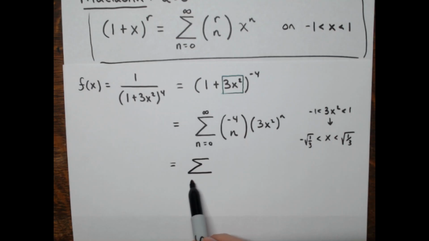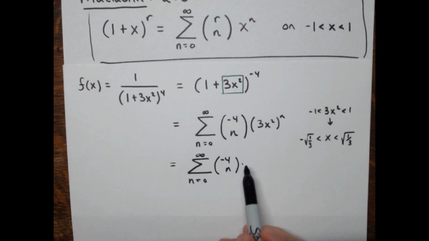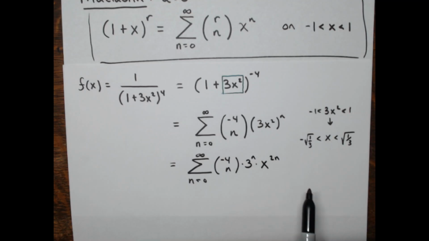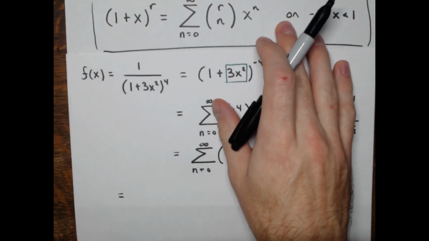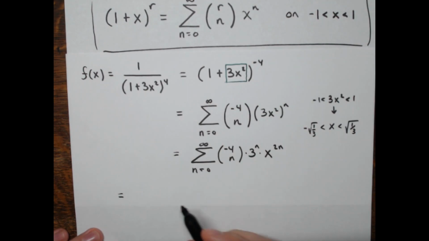Right, this would be the sum from n equals 0 to infinity of negative 4 choose n, times 3 to the nth, times x to the 2n. So you see how every single term here is going to have an even power, right? x to the 2n. So if I'm going to the sixth degree, I don't need to go out to n equals 6. I just need to go out to n equals 3, right? That would be 2 times 3, that would be the sixth power. So I'm just going to write up until n equals 3. So that'll be the first 4 terms of this.